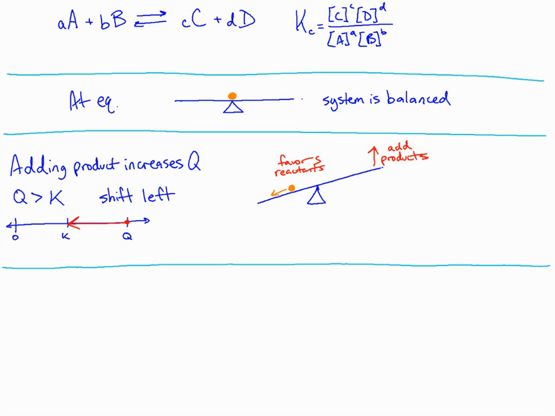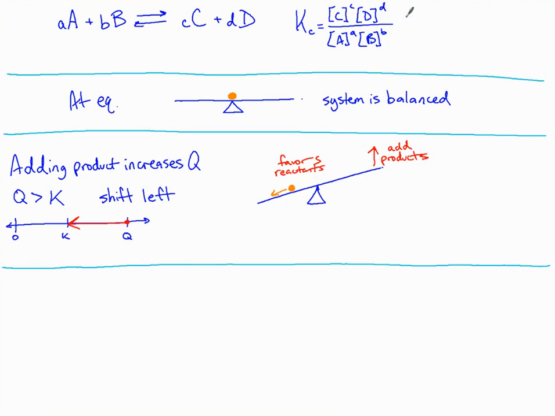So here we have adding product. So adding product will increase the value of Q, because if you look back at your equilibrium expression, the products are on top. If you increase the numbers on the top of the expression, the overall value gets larger. And so adding product will increase the value for Q.